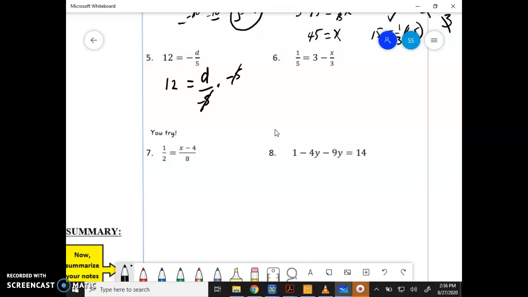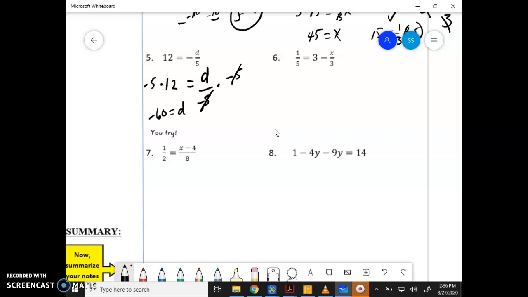And then hopefully, if I did that, I know that I'm not just multiplying by 5. On the other side, I'm multiplying by negative 5. Okay, so negative 5 times 12 is negative 60.